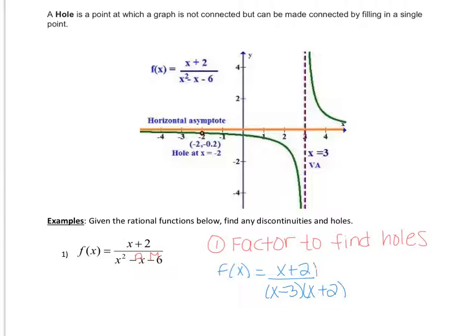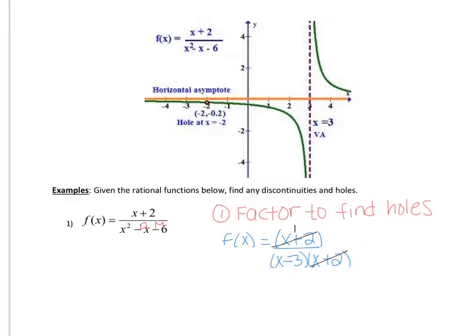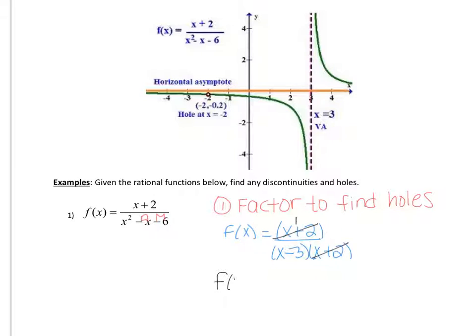Now we see that this x plus 2 in the numerator and this x plus 2 in the denominator can cancel. Anything divided by itself is 1. So my new fraction is f of x equals 1 over x minus 3. Now this value that you crossed off is the hole. That's where it's not continuous. So we write that we have a hole at x equals -2.